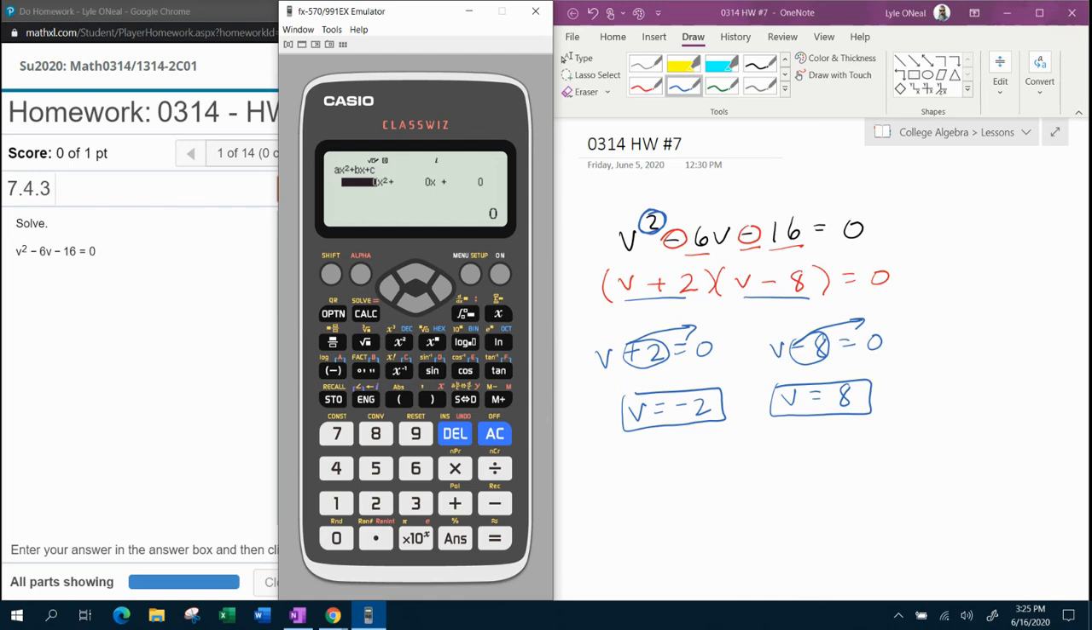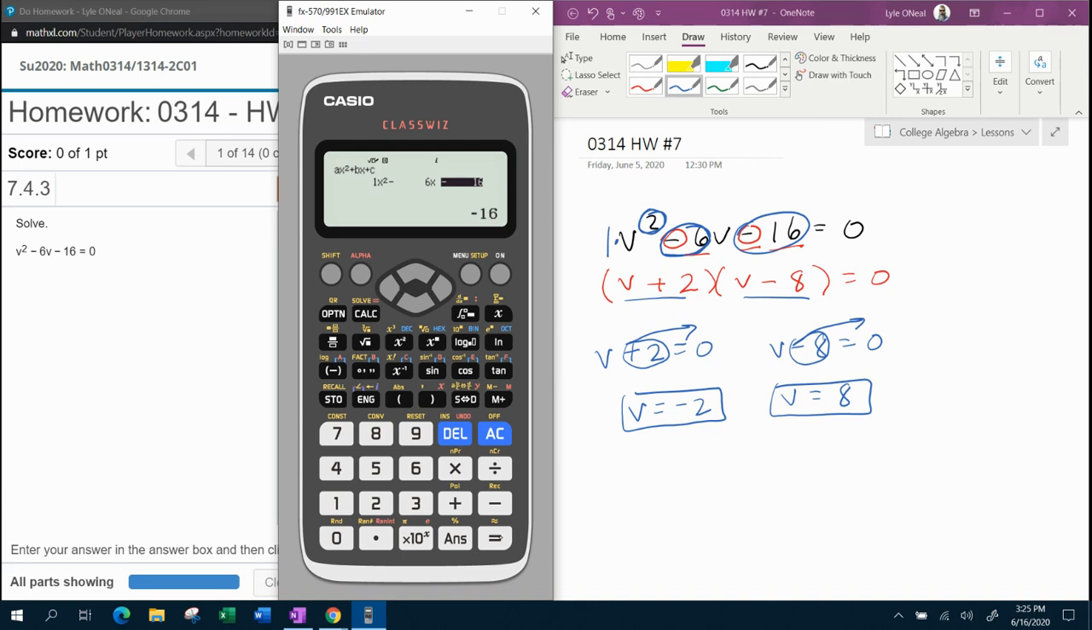And then you're going to see that it's going to prompt for the values for a, b, and c. Well, in our polynomial, the value of a, which is the coefficient of the squared variable, is going to be 1. So we're going to hit 1 and equals. The coefficient of v, the middle term, is -6. So we're going to input -6 equals. And the constant is -16. So we're going to input -16 and hit equals.